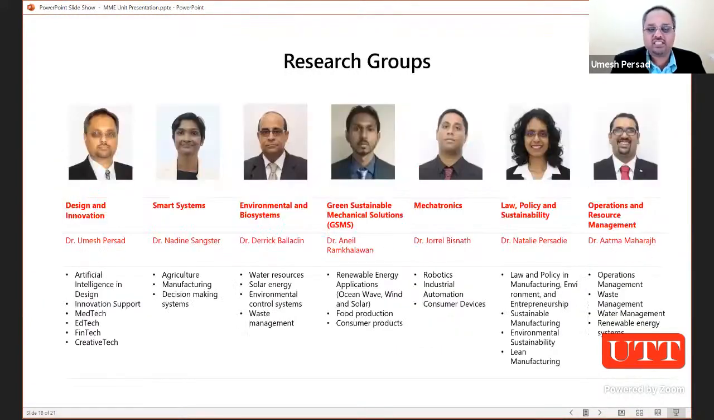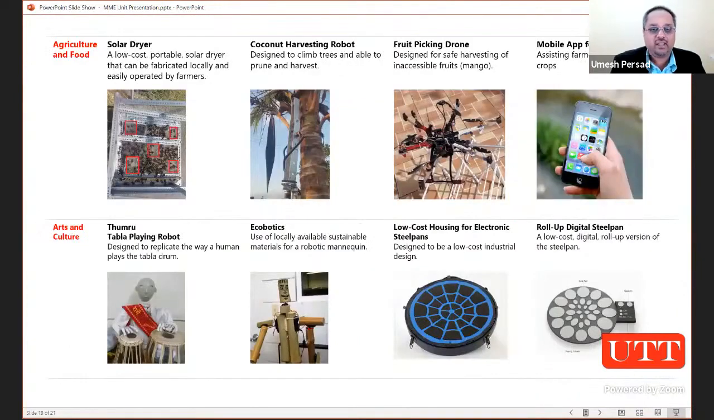So here you can see we have 7 research groups in our unit. The 7 groups are design and innovation, smart systems, environmental and biosystems, green sustainable mechanical solutions, mechatronics, law, policy and sustainability, and operations and resource management. You can find more information on our research groups on our website. And finally, here are some examples. So what have we actually done?